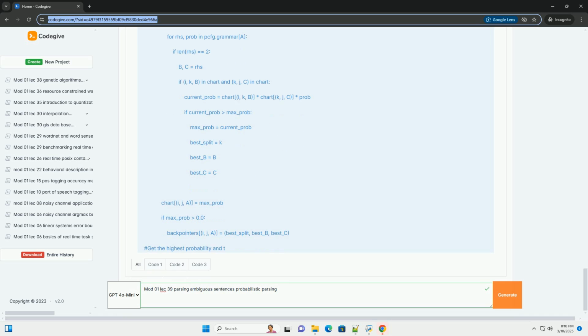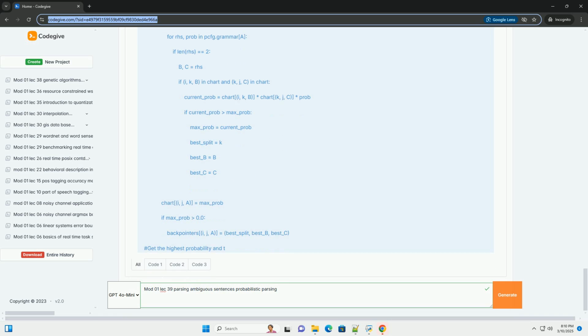Traditional parsing techniques, for example context-free grammars without probabilities, would likely produce all possible parse trees for such a sentence, without any indication of which tree is the most likely or most plausible. This is where probabilistic parsing comes in. 2. Probabilistic context-free grammars, PCFGs.